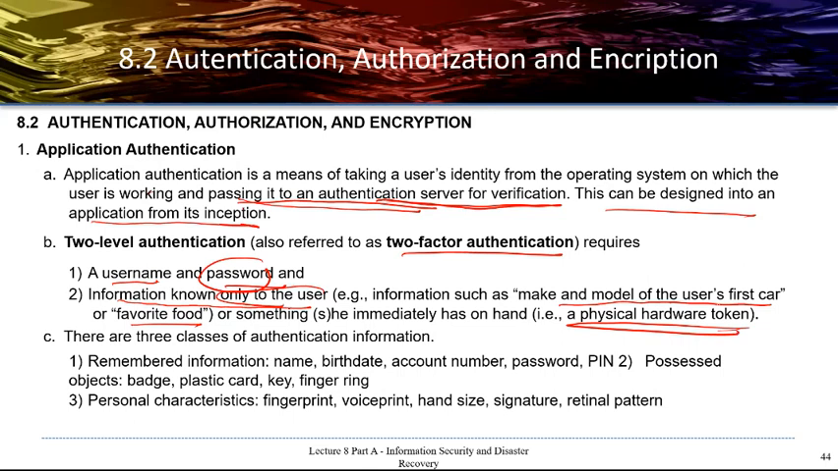RSA tokens you can use as an authentication method, or you can simply ask a question and then they answer it. So even a person who remembers the password can't get in because of the second factor. But a better thing is to give them a physical token, hardware token, or maybe a mobile phone app, so that's a soft token. There are three classes of authentication information. You need to remember this information: name, birthday, account number, password, or PIN.